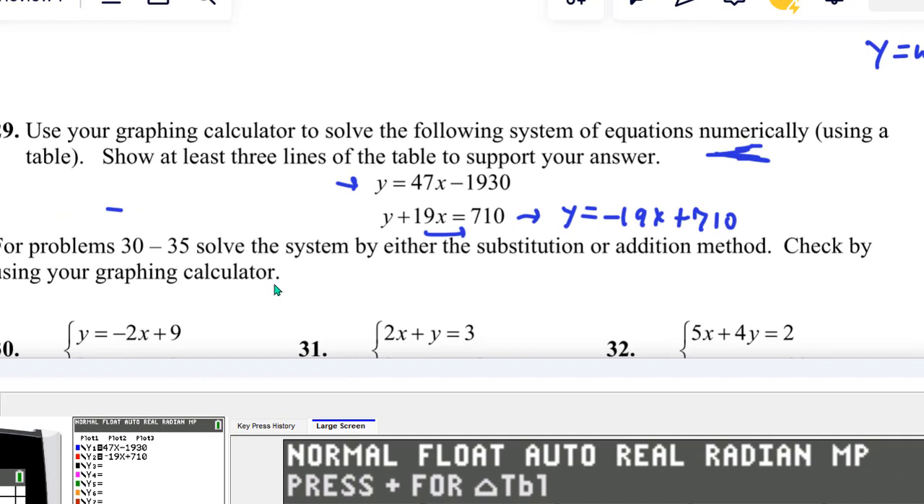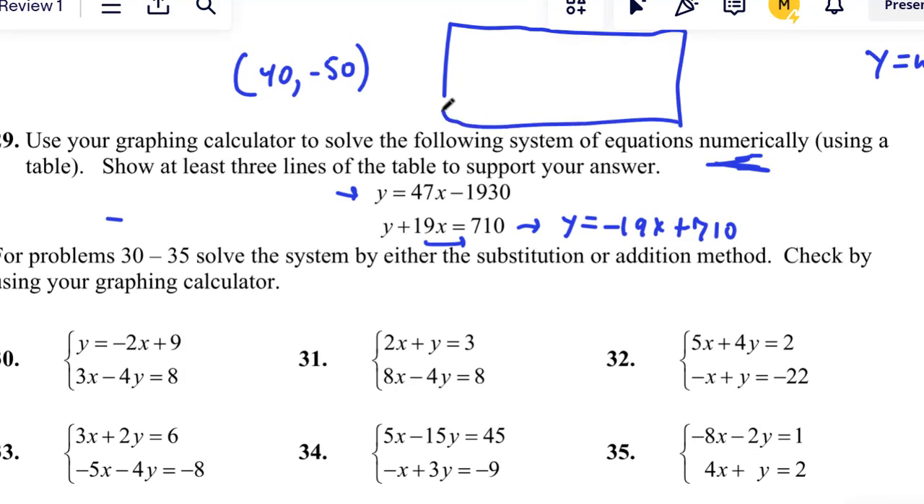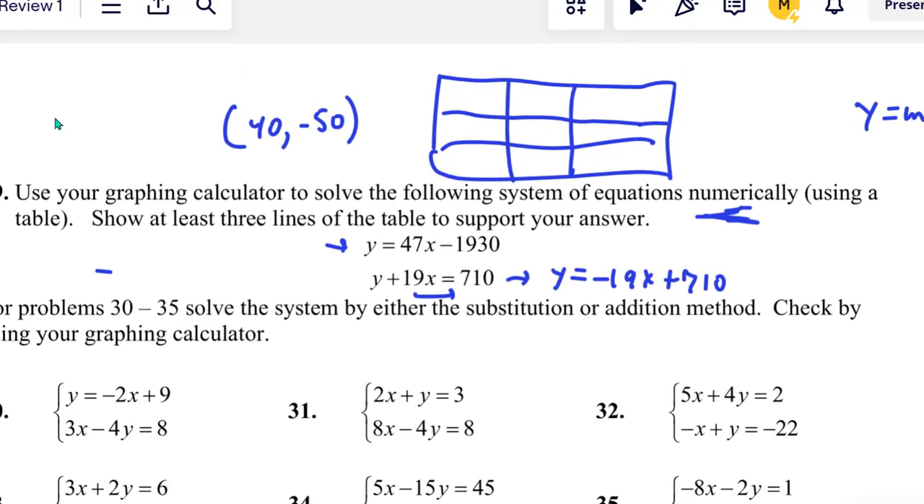So again, if I was going to solve this on paper, you have to write your answer, 40, comma, negative 50. But you should also show a table, right? Since this is the numerical method, you would show 3 rows. It's not my best work for sure. All right, so this would be my x, my y1, and y2.